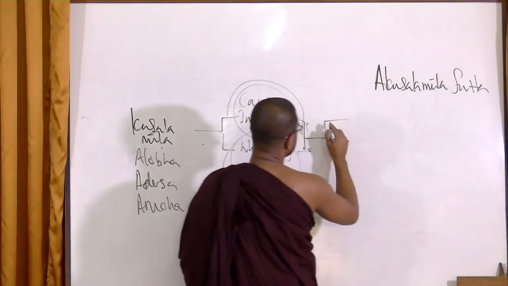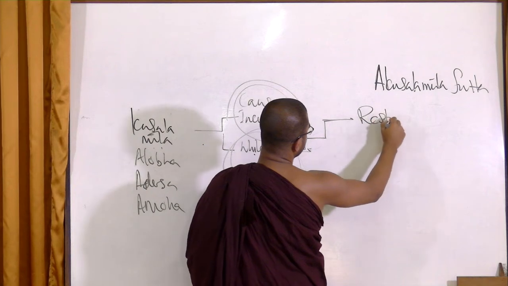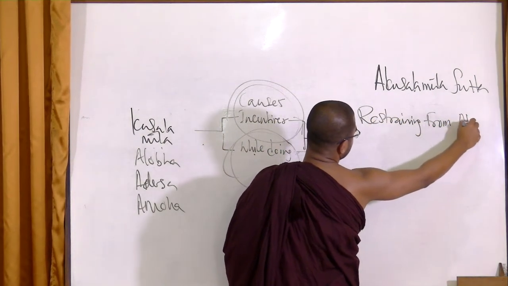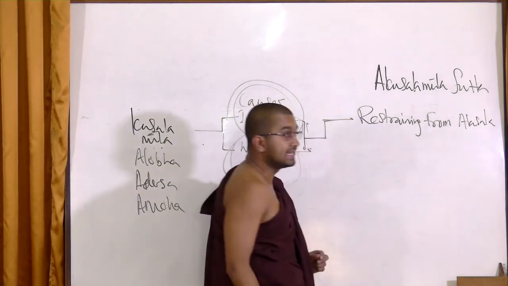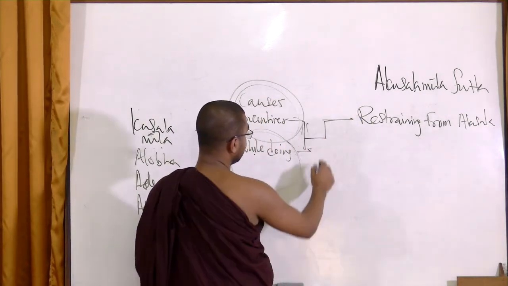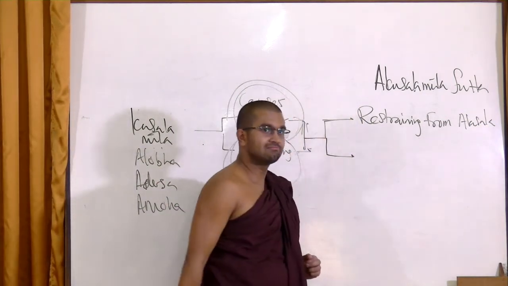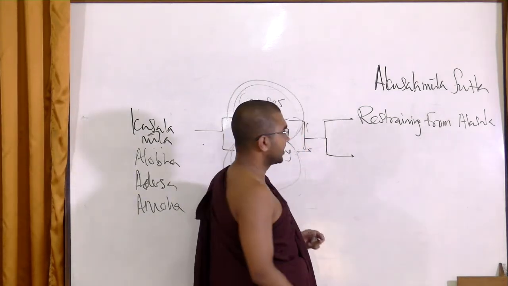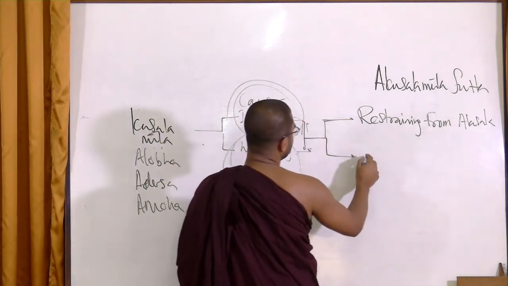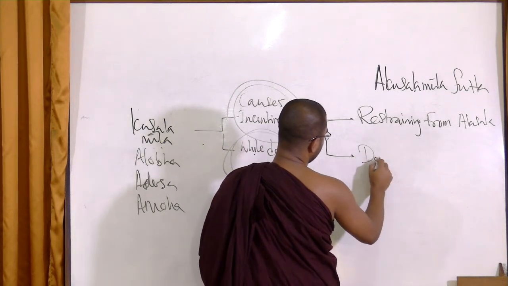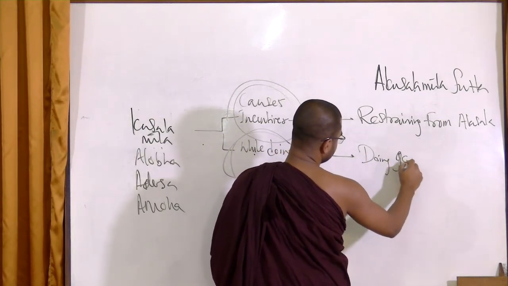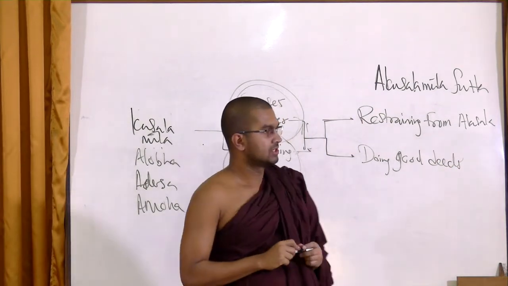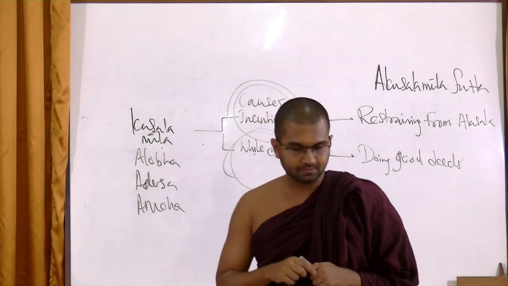The first type of kusala kamma is restraining from akusala. This is mainly sila, mostly sila, right? And also we can call more than sila, like right view and so forth. But mostly when we say restraining, it is from akusala. Then doing good deeds. Right? Doing good deeds.